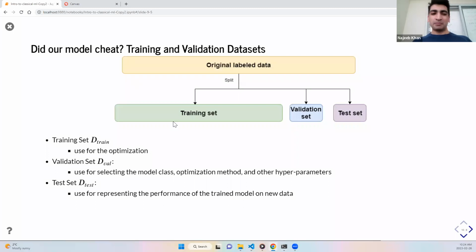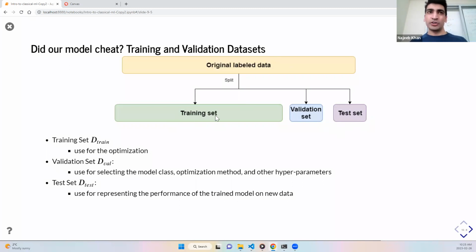It's like giving the exam to the model which it has already seen. So that's the problem there. What we need to do in any machine learning problem is have training and validation data sets. So we have the original labeled data set. We split it into a training set, a validation set, and a test set.